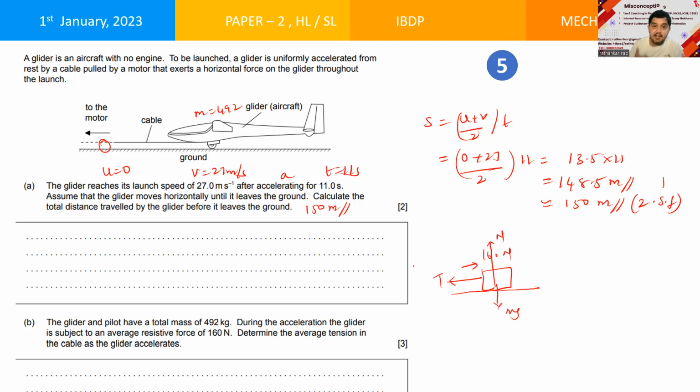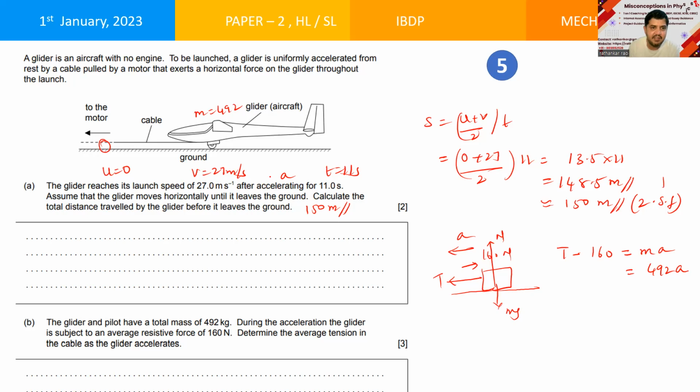Now as the glider accelerates, which means what? This is now accelerating like this. Now if I write the force equations, what do I get here? I will say T minus 160 Newton should now be equal to M into A. Am I right? 160 is acting in this direction, T is acting in this direction. This direction is taken positive. T minus 160 should be equal to net force, it is M into A. What is M? M value is 492. 492 into A. Once again, we don't have the value of A.